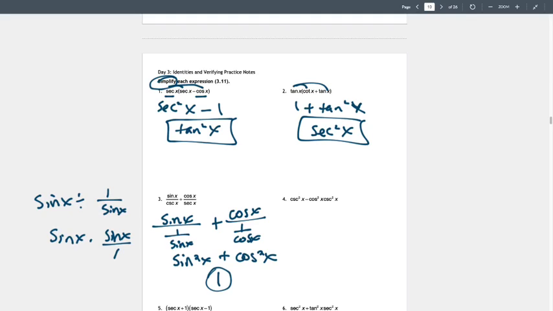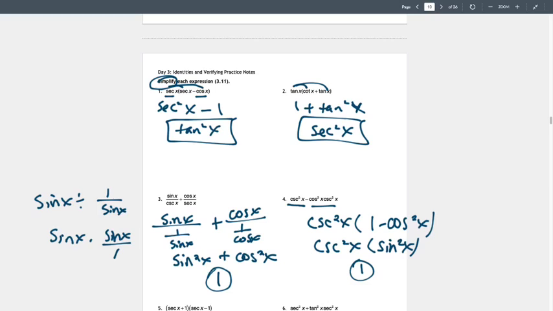On the next one, I've got two terms here. The two terms have cosecant squared in common, so I'm going to pull that out as a GCF. And when I do, I'm left with 1 minus cosine squared x. Well, 1 minus cosine squared is the same thing as sine squared. And then cosecant squared and sine squared are reciprocals, and when they multiply together, they give you 1.